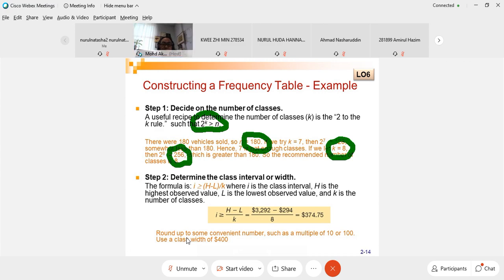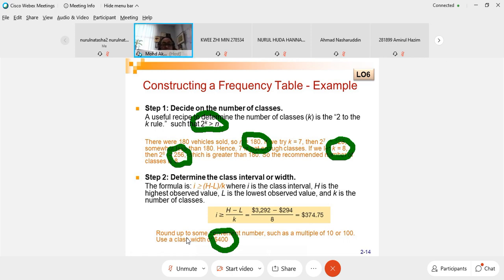374.75. Okay, now kita round up. Round up the sum to a convenient number such as a multiple of 10 or 100. They mean use a class width of 400. 374.75 dia dekat hampir dengan 400. Okay. Dia mean kita punya kelas interval adalah 400, sebab kita bundarkan kita punya answer ni kepada 100 yang terdekat. Okay. Ada persoalan?